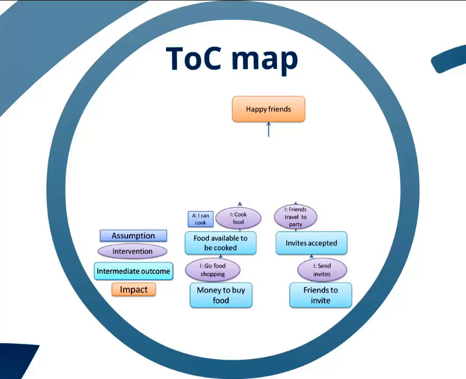Now, what you would do is test this assumption, for example, through formative research, and if it turns out to be true that actually I'm not a very good cook, then you might need to add in another intervention component. So, for example, I might go on a cookery course, or I might bring in a friend to help me cook, in order to make sure that the outcome of having nice food that's eaten does happen.